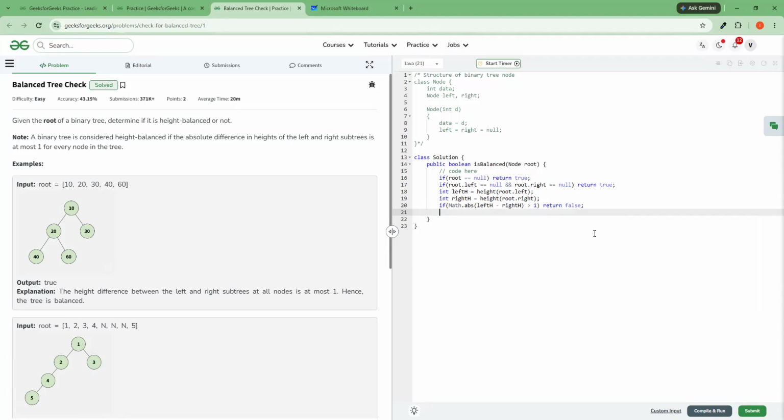But if it is not, it means we need to check whether the tree is balanced for the left part or not. So both should be balanced. If both parts are balanced and the root level is also balanced, it means the complete tree is balanced. But if any one of them is not balanced, it means the complete tree is unbalanced.